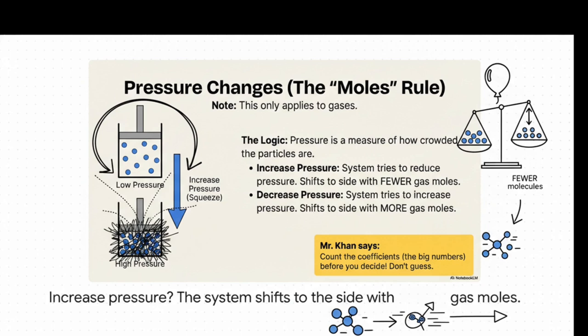So how does our stubborn system fight back? It tries to make more room for itself. And the easiest way to do that is to shift to the side of the reaction that has fewer molecules of gas. Fewer particles means less crowding, which means lower pressure.